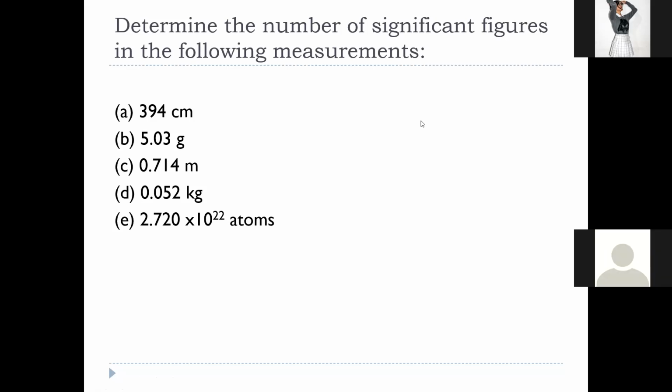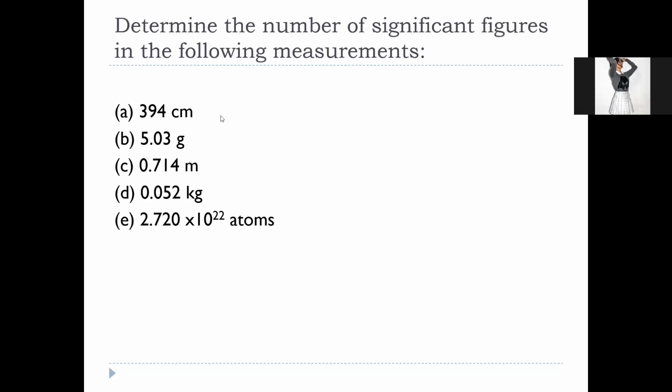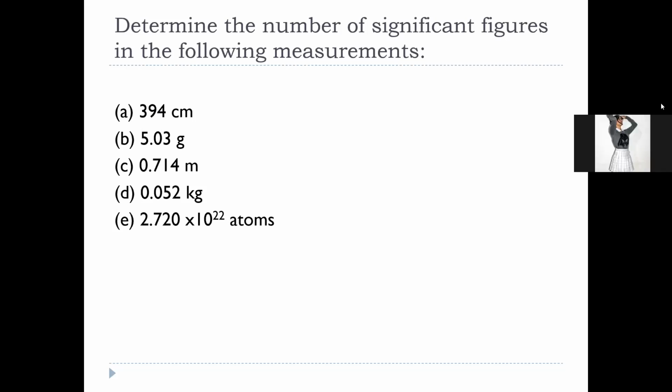Claudine? 3 po, ma'am. Okay, very good. So we have 3 significant figures here. 1, 2, 3. They are all significant kay mga non-zero digits na sila. Okay? Laura, letter B. How many significant figures here sa letter B, Laura? 3 po, ma'am. Okay, so that's the same thing. We have 5.03. 5 and 3 are automatically significant, and the in-between 0 is always significant. Okay, we have 3.